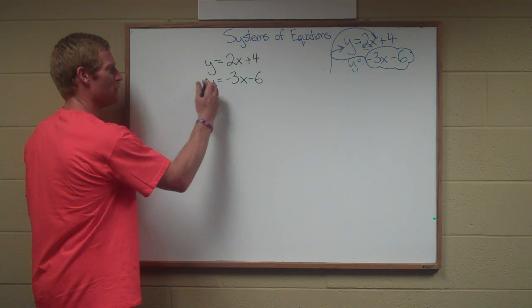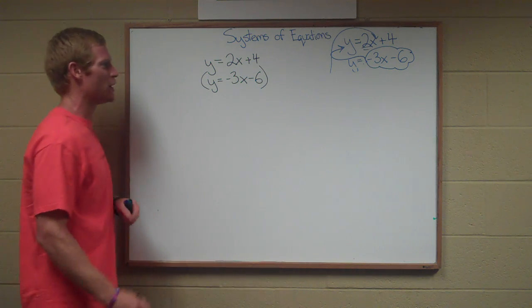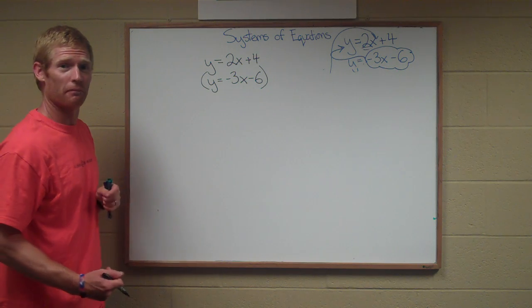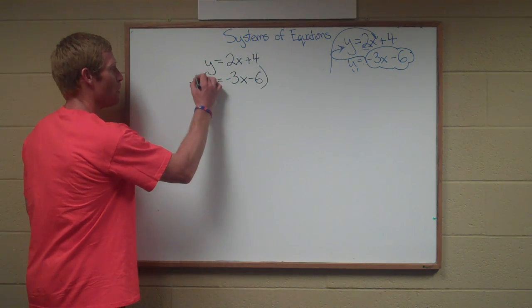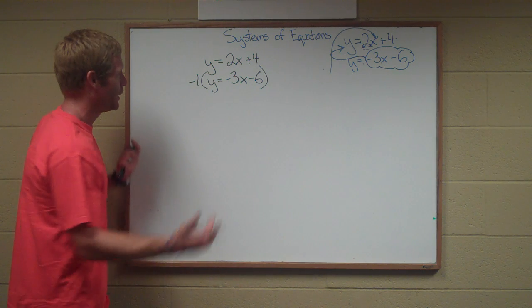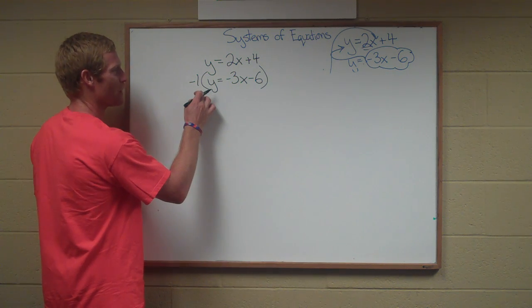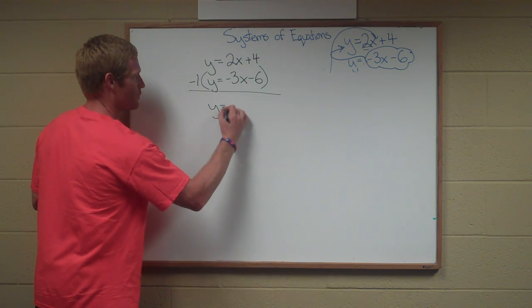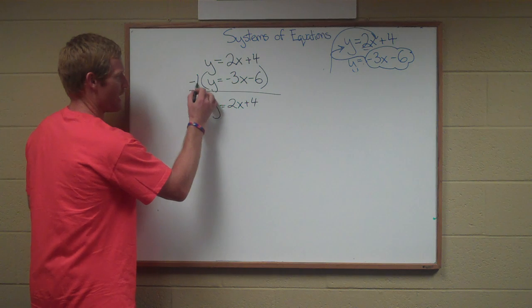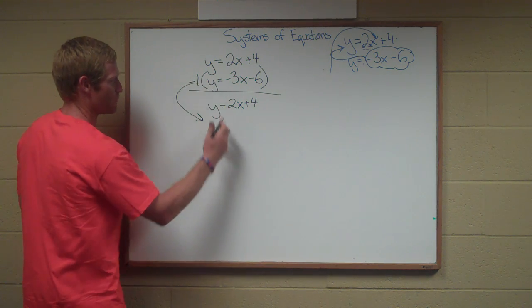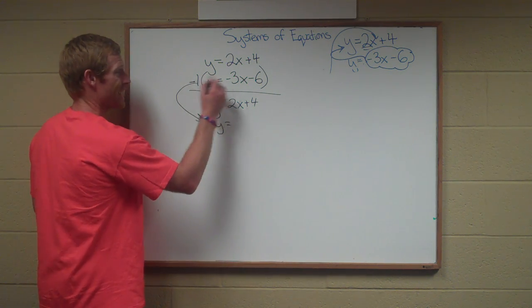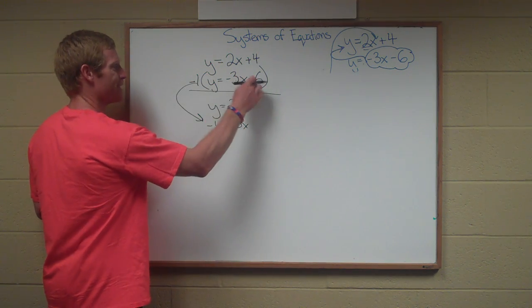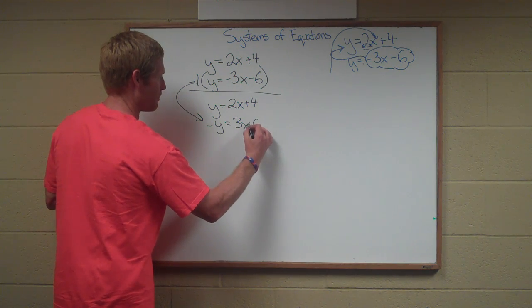So what could I do to this whole entire equation to turn y into negative y? I don't know, what do you think? If you chose negative 1, multiplying that by the entire equation, you're right. So I'm going to multiply this entire equation by negative 1. I'm going to rewrite this first one: y equals 2x plus 4. Then I'm going to bring this guy down. Negative 1 times y, I'm going to distribute it across. Negative 1 times negative 3x, that's 3x. And negative 1 times negative 6, that's a positive 6.